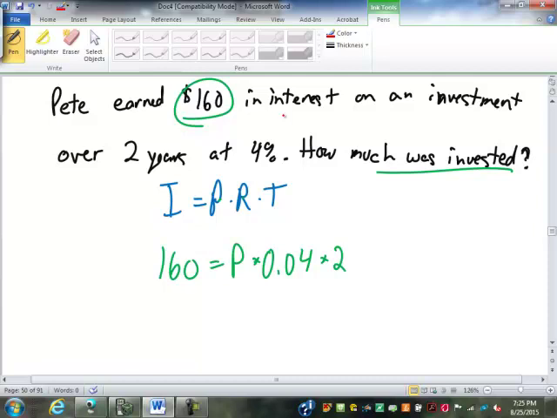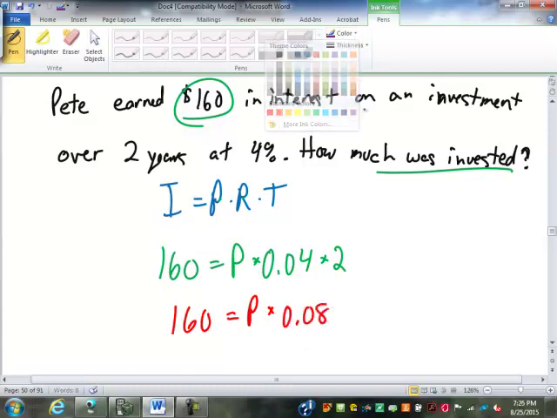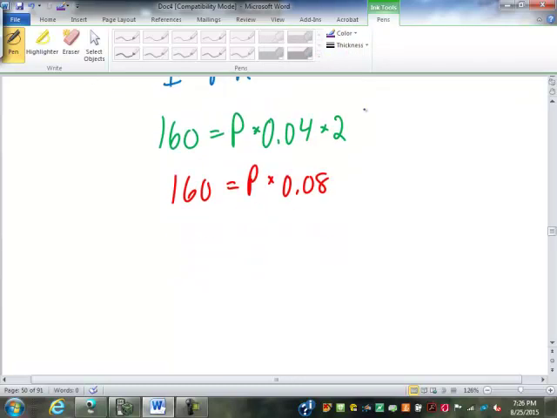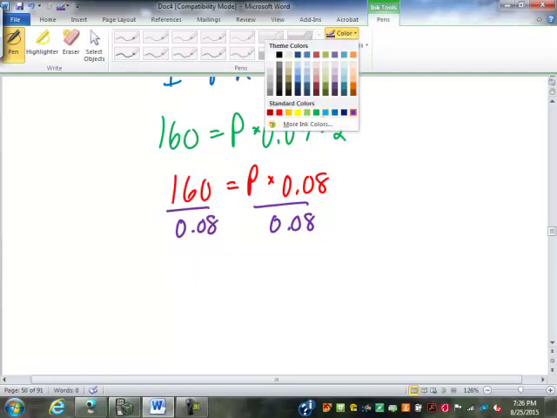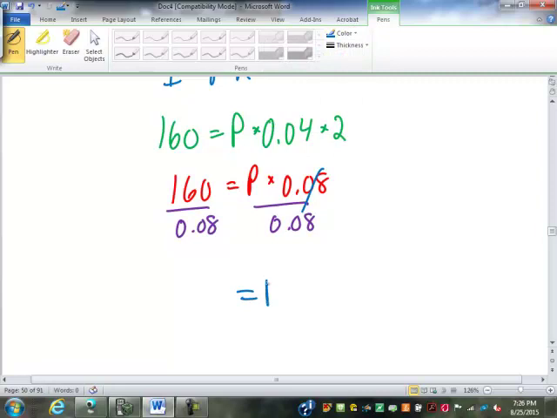Now to solve this, just like any other equation, the first thing we have to do is combine anything that we can on either side. Over here we just have the 160, so there's nothing to combine there. On the other side we have 0.04 times 2, which is going to give us 0.08. Then what? We're going to divide by 0.08. So here we have P. On this side we get $2,000.